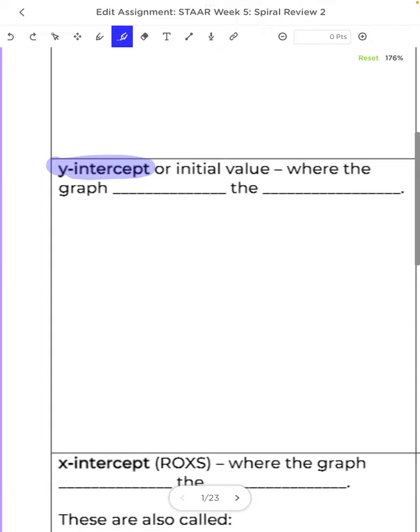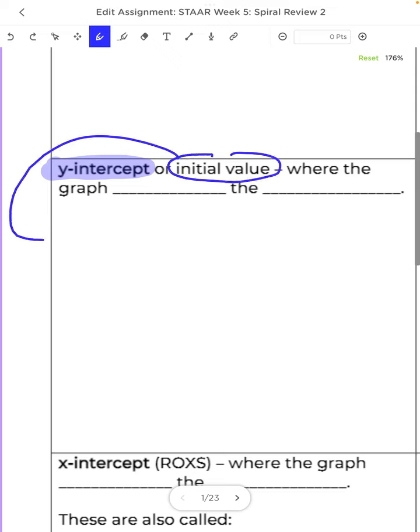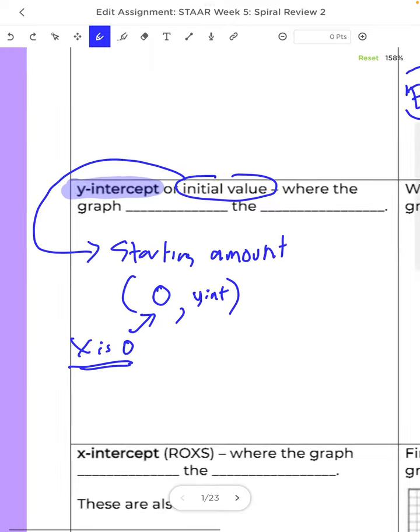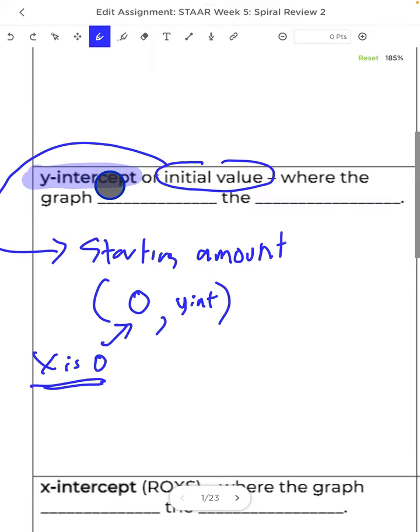Next, we're going to talk about the y-intercept. The y-intercept is our initial value, okay, also known as starting amount. Okay, and then we know it's when x is 0. So the y-intercept is when x is 0. Okay, so that's how we know the y-intercept. Okay, so it's where the graph crosses the y-axis. Okay, so that's another way of thinking of it.